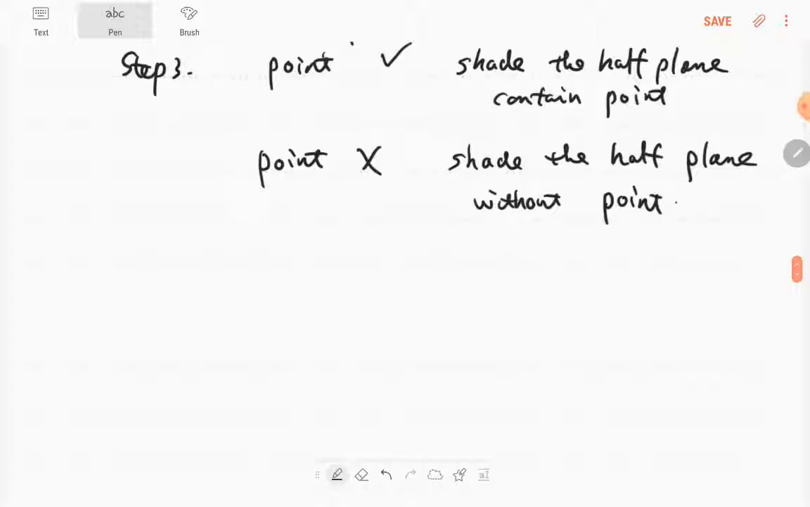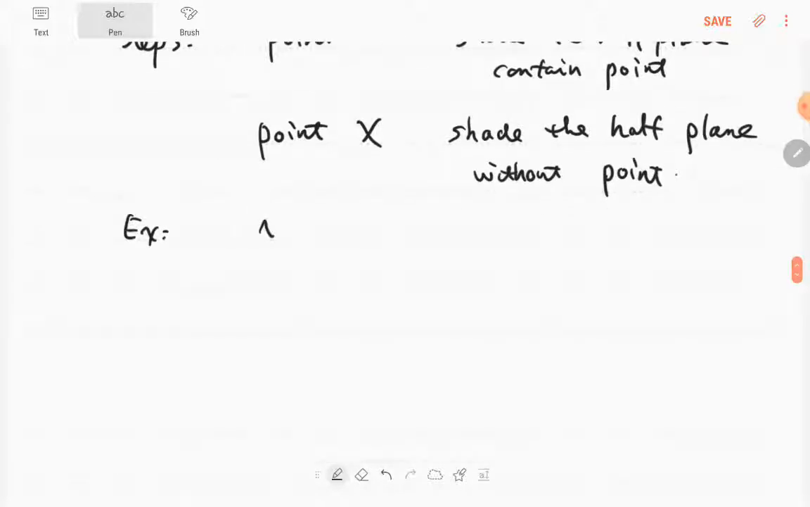Let's check the example. So we should graph this inequality.